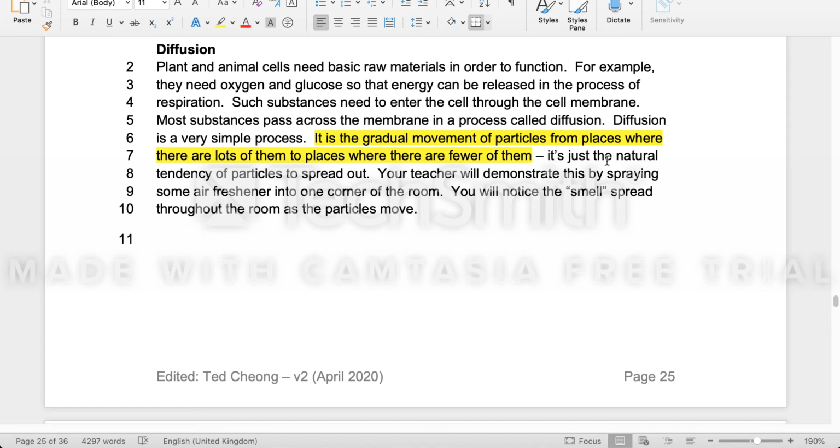It's just the natural tendency of particles to spread out. Now, this part here, I do want to explain this natural tendency because this is a very important thing in science. So most particles in the world will diffuse because these particles that diffuse, they want to be in a state of comfort. They want to be comfortable.